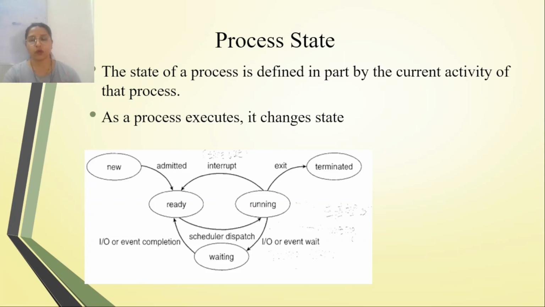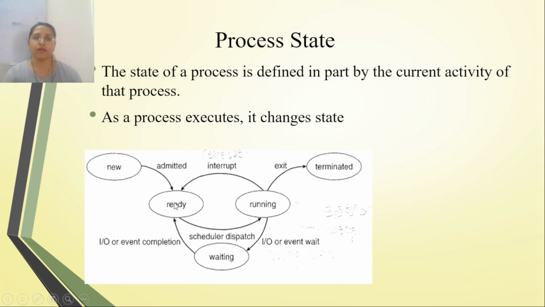So if it requires some kind of IO operation, the CPU is not going to sit idle. If it is not going to sit idle, then it is going to switch among the other processes. So what are the stages through which the process moves? That is the process state. The state of a process is defined in part by the current activity of that process. Here you can see there are various jobs in this system, various programs that are new.